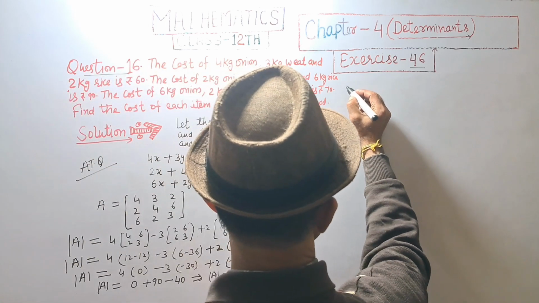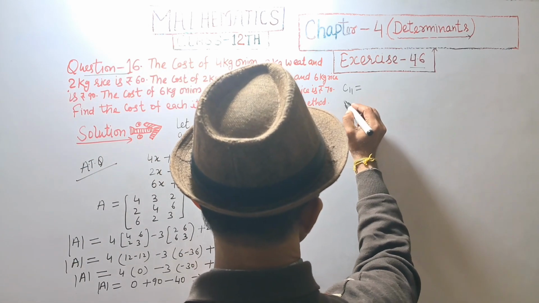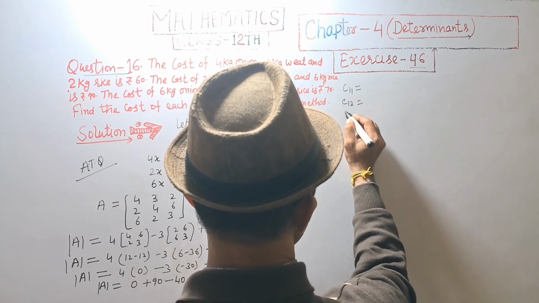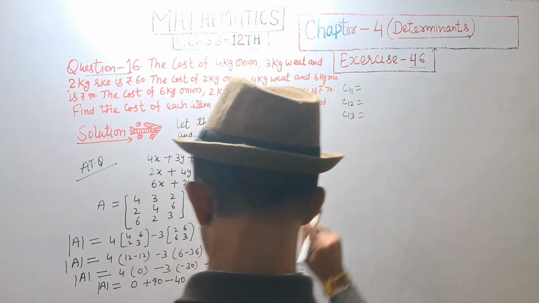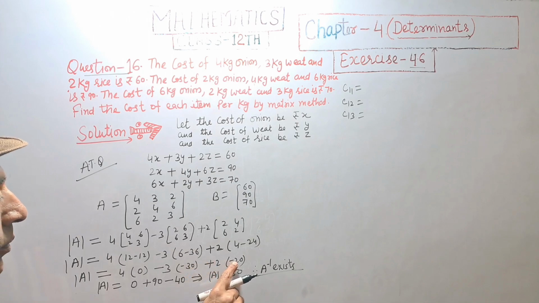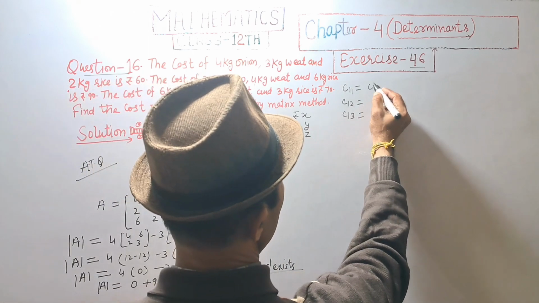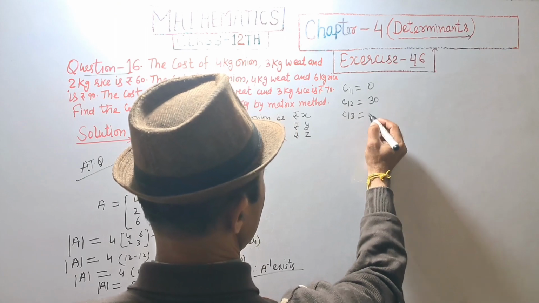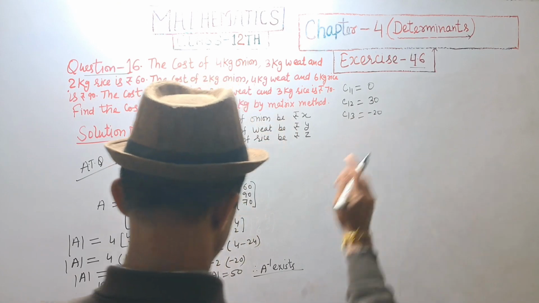We find the cofactor C11, C12, C13. C11 is 0 and this will be positive 30, C12 and C13 is negative 20. 0, positive 30, negative 20.